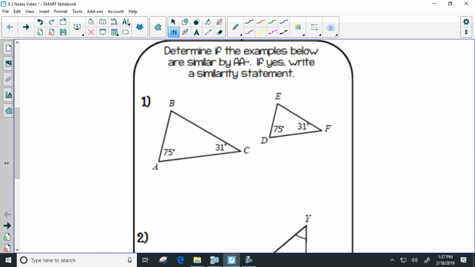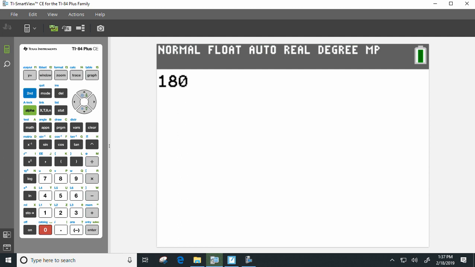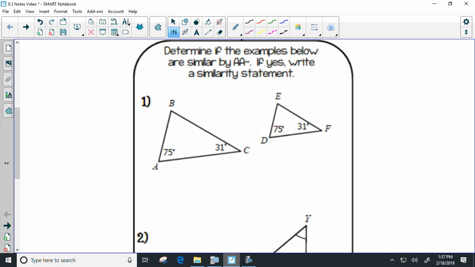Okay, so as I look at angle number one, the first thing that I can do, this is a good habit to get into, I don't have to do it here, but I can, is find the missing angle, find that third angle. So 75 and 31, they have to add up to 180. So 180 minus 75 minus 31 is 74. So this missing angle up top is 74. Same thing on the smaller triangle DEF, 75 and 31. That would be 74 as well. So I just need to see 75 congruent to 75, 31 congruent to 31. Yes, AA applies. So AA similarity does apply for this one.